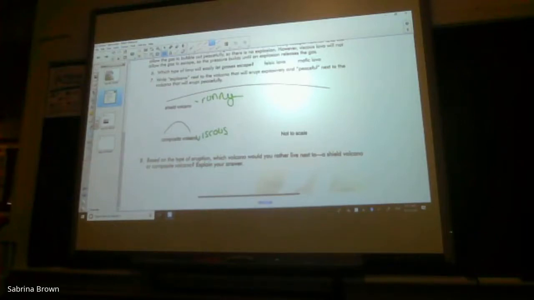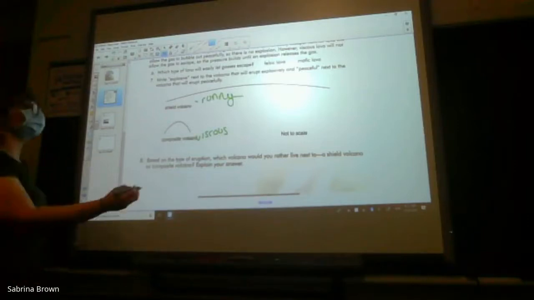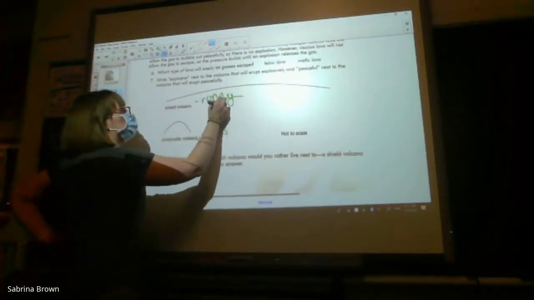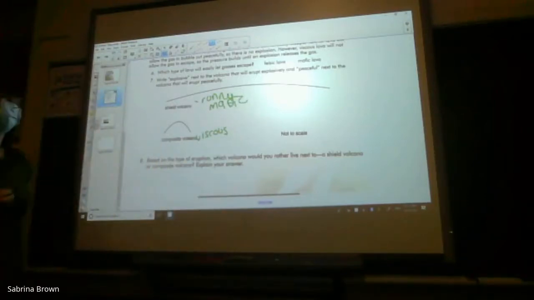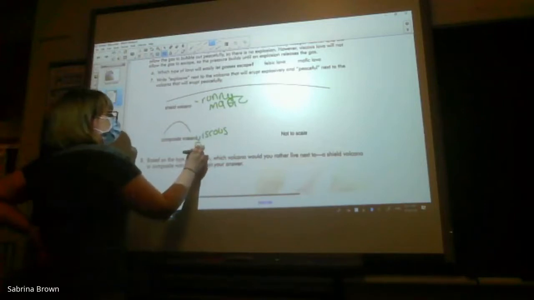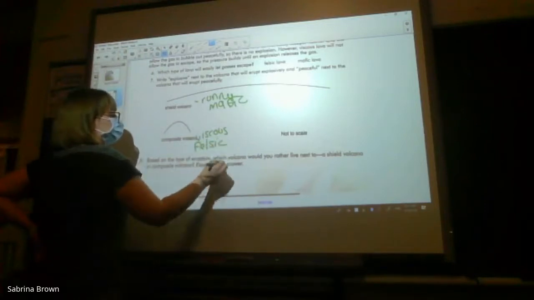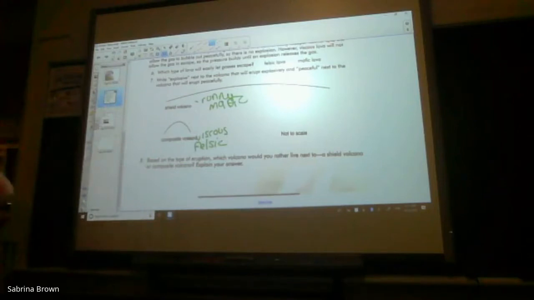All right, and then on the diagram, we should write mafic next to the one that's formed from mafic lava and felsic next to the one that's formed from felsic lava. So up at the top, we know which lava is runny. Mafic lava is runny, so next to the runny one, we'll write mafic. And felsic lava is viscous, so we'll write felsic next to the felsic volcano.